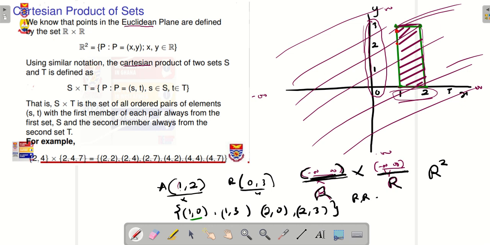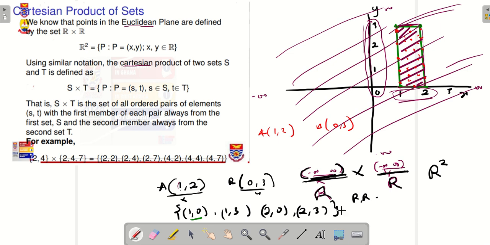All the points on this rectangle are also part of the Cartesian product. And even points inside, any point inside is also part of the Cartesian product. So all these are points inside the set of 1, 2 for A and 0, 3 for B.